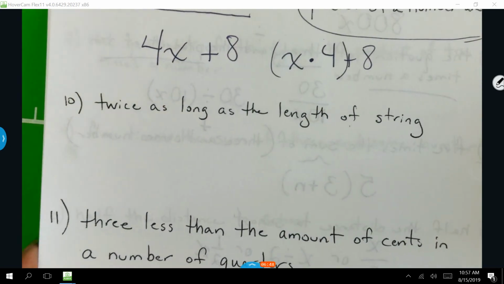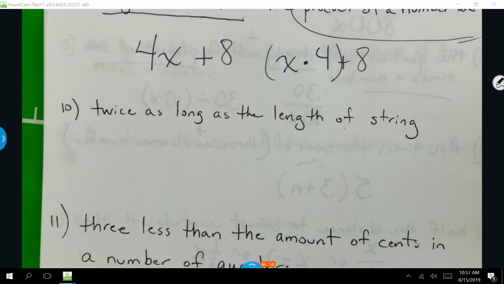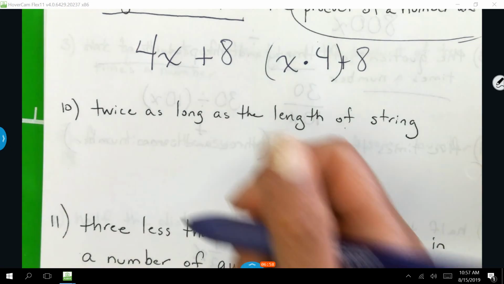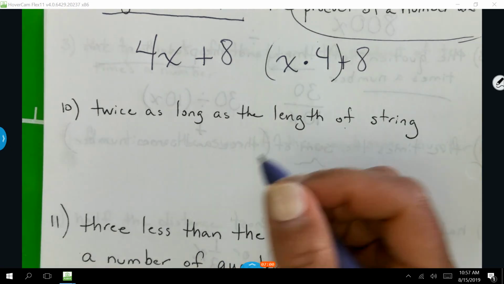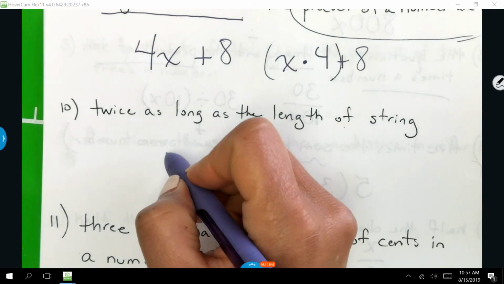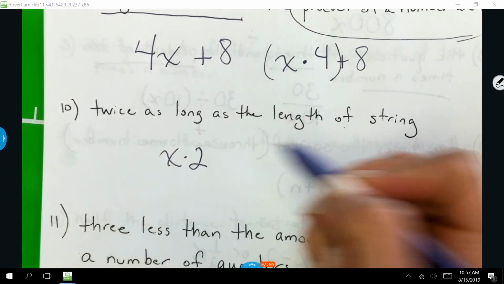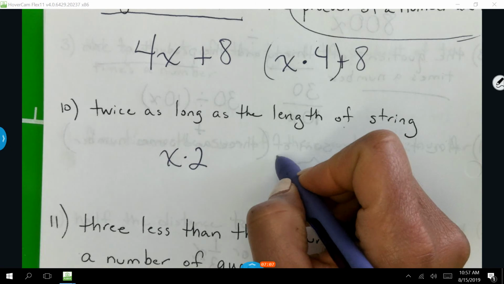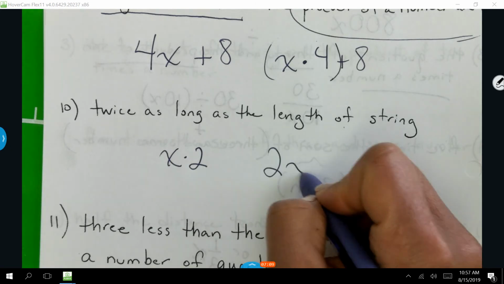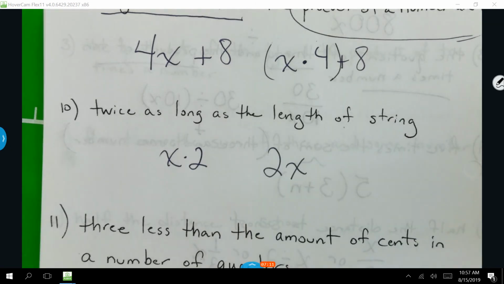Twice as long as the length of string. Well, how do you figure out what's twice of anything? You multiply by 2. So do we even need to know really that it's a string? No. So how would I write that? You could have this, but what am I going to say I prefer? 2x. You can't have x2. You have to keep the coefficient in front of the variable. You can put the dot, but don't leave it out.